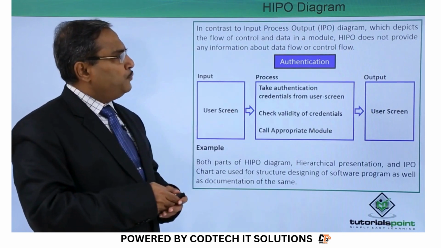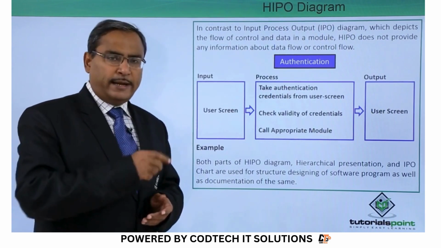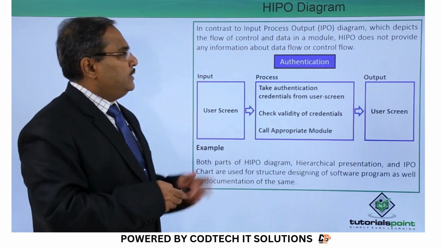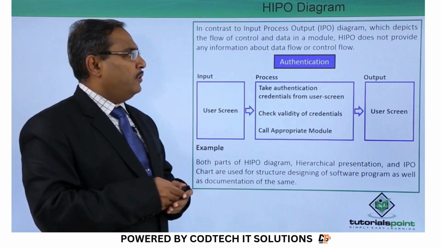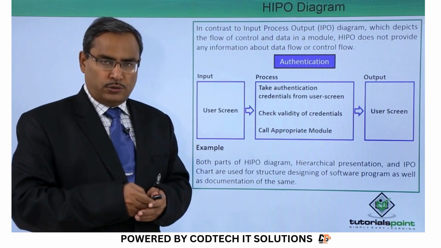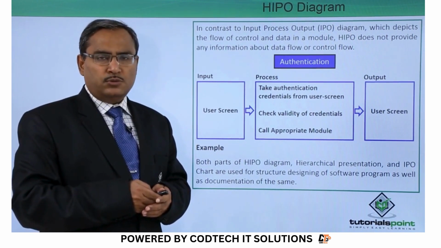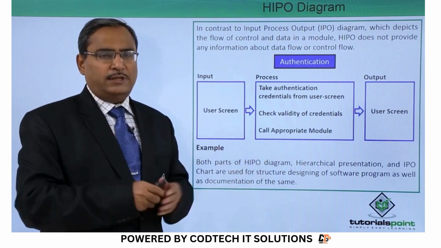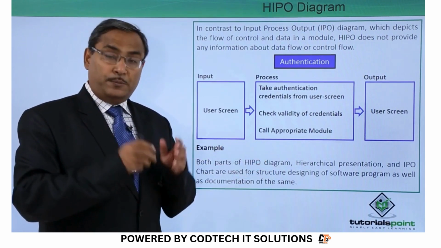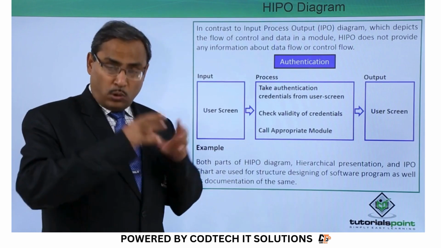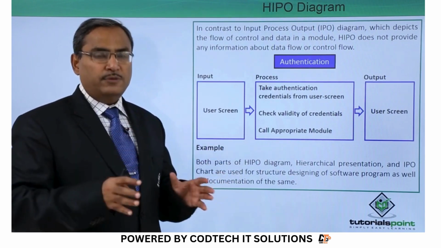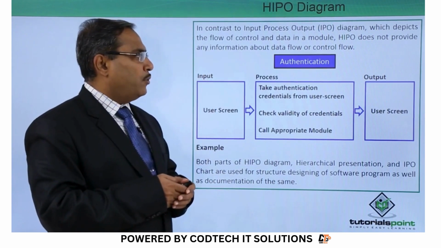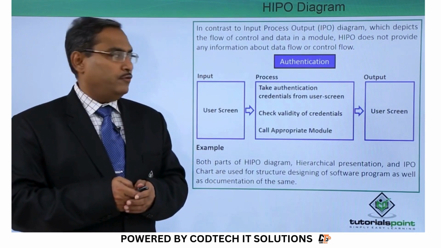In contrast to HIPO, we are having another diagram known as the input process output diagram, IPO, which depicts the flow of control and data in a module. In the case of the HIPO diagram, there was no scope to represent how the data is flowing, how the control is flowing. So that concept is not there. So the HIPO diagram is only denoting the whole system in a hierarchical view, module wise. So HIPO does not provide any information about the data flow or the control flow.